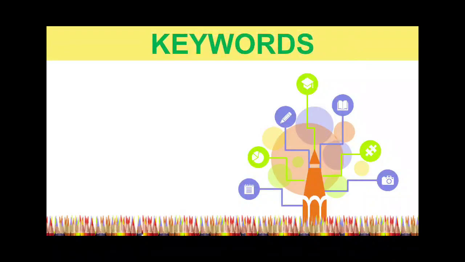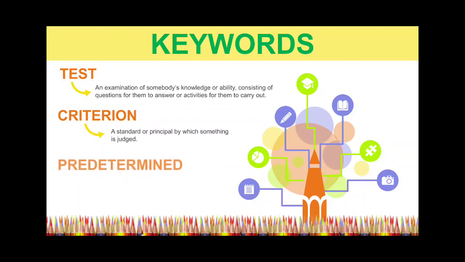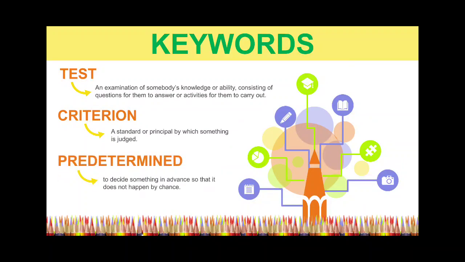So, to give you a hint of the content of this unit, here are some keywords. First is test. A test is an examination of somebody's knowledge or ability consisting of questions for them to answer or activities for them to carry out. Next is criterion. A criterion is a standard or principle by which something is judged. And predetermine. To predetermine is to decide something in advance so that it does not happen by chance.